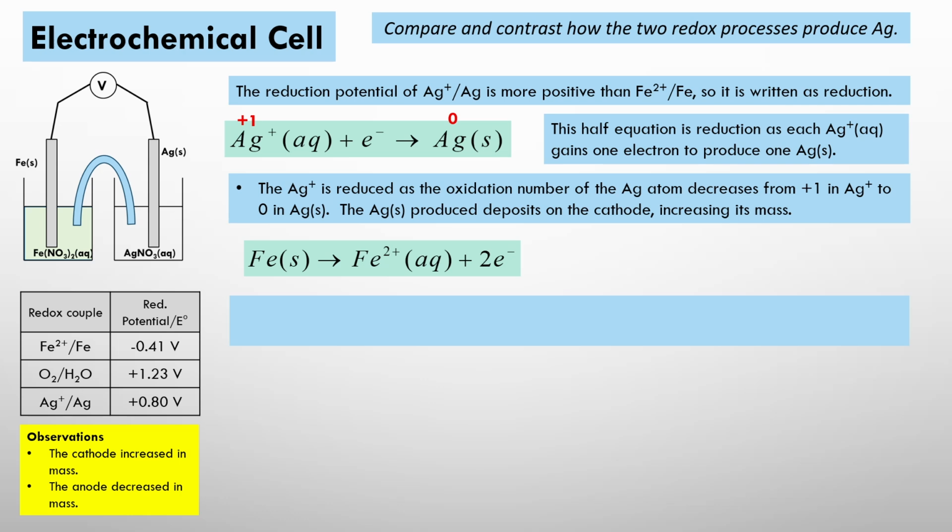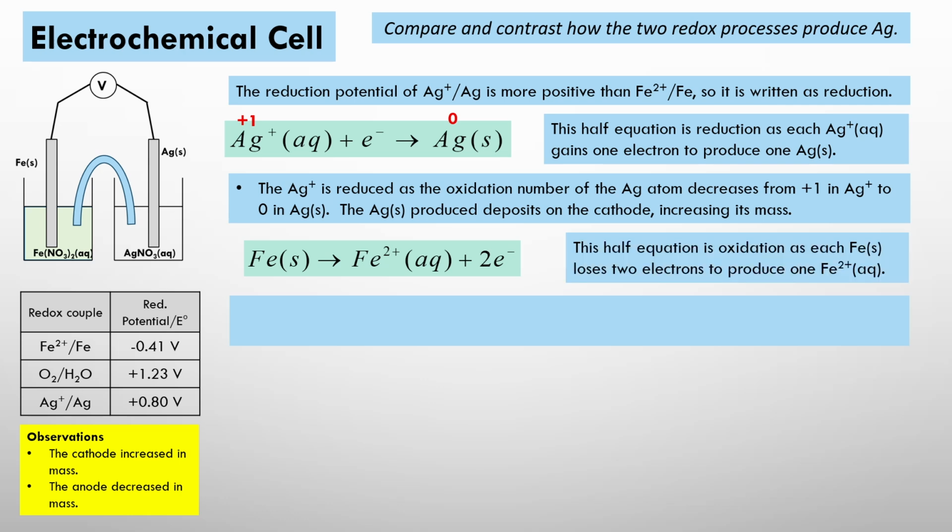This half equation is oxidation because each Fe solid loses 2 electrons to become 1 Fe2+. So I'm putting the specific ratio of how many electrons are lost from each of the reactants and saying how many products I make in a mole ratio. I can also explain this, remember, using oxidation numbers. So let's go ahead and give the oxidation numbers above this equation. The iron solid, this is an element, so oxidation number of 0. The Fe2+ has an oxidation number of +2 because it is an ion.